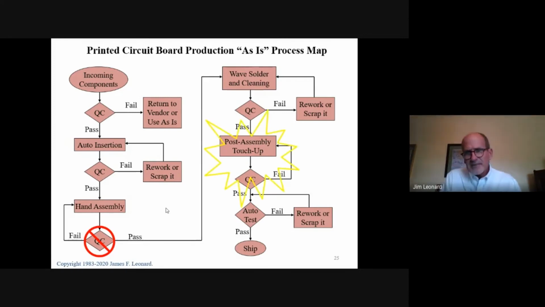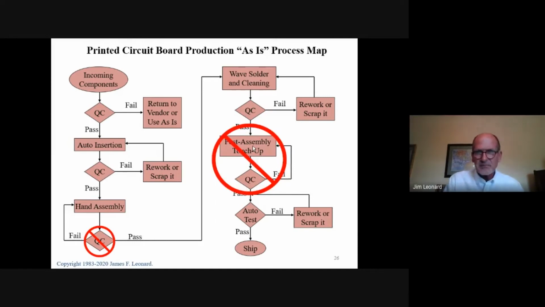Then they went after post-assembly touch-up. Not only what are the causes in post-assembly touch-up of QC rejection after post-assembly touch-up, they also went back into wave solder and cleaning and hand assembly to say, okay, what are the major causes of the need for post-assembly touching it up? They followed through on their improvement plans, and they were able to completely eliminate those two steps, reducing lead time and reducing cycle time, improving on-time delivery and shipping performance every step of the way.